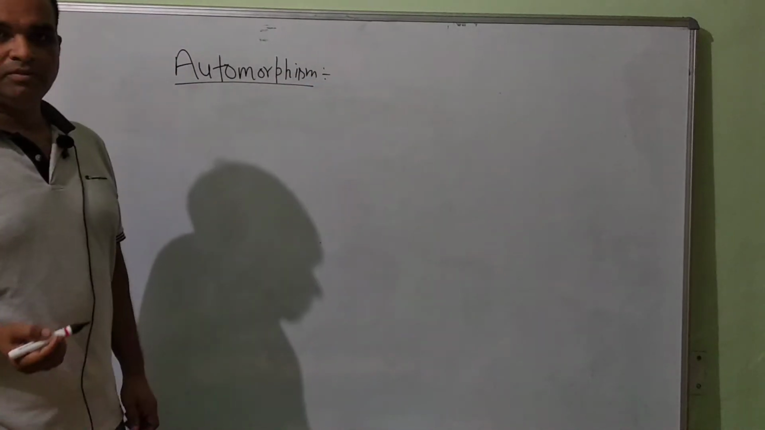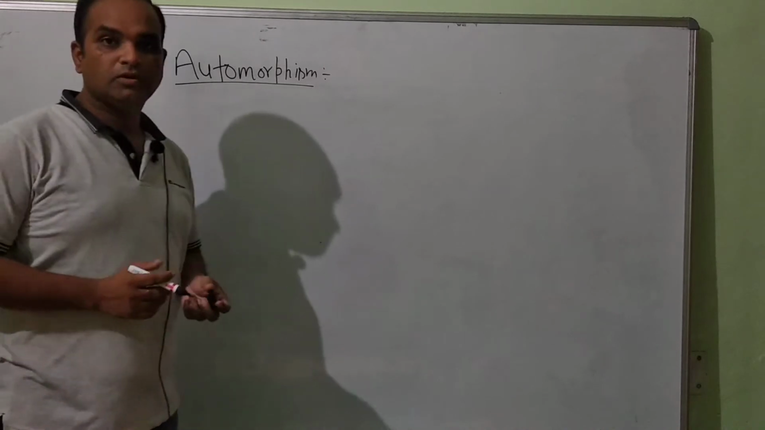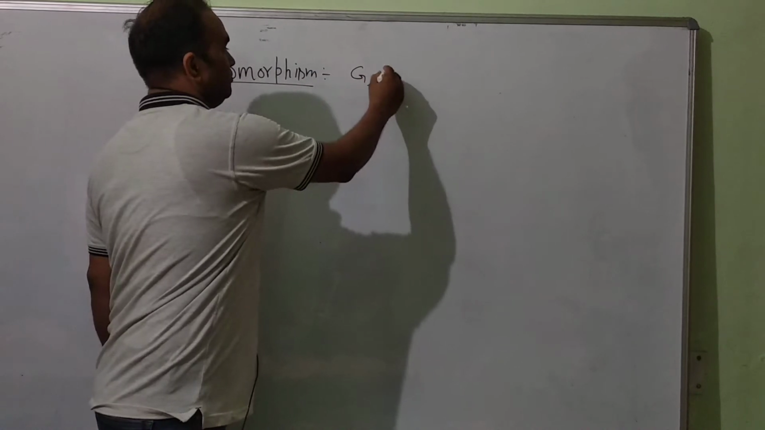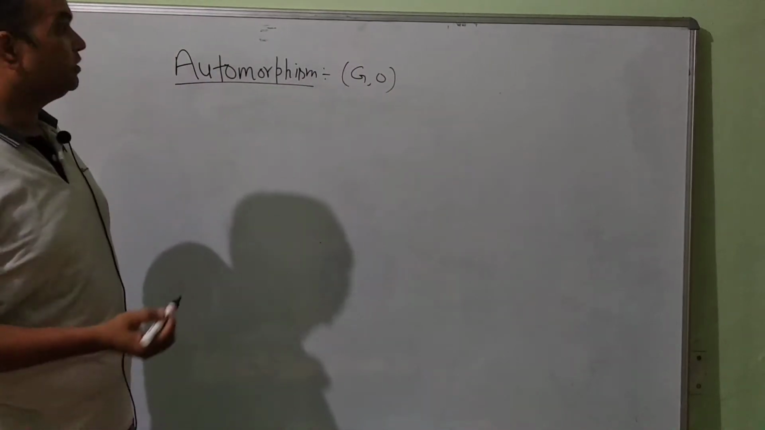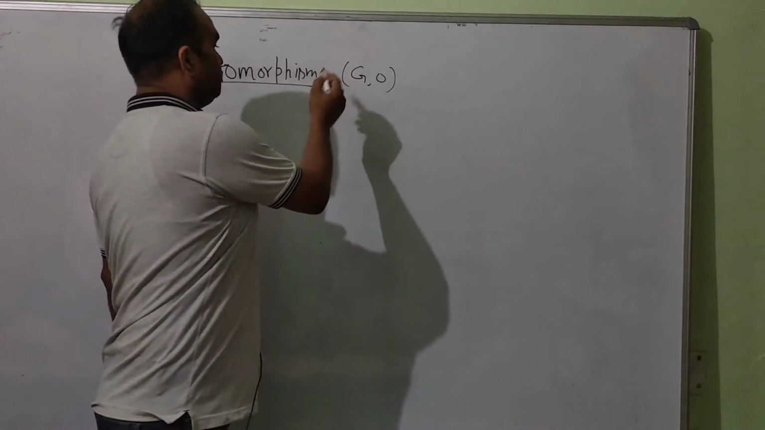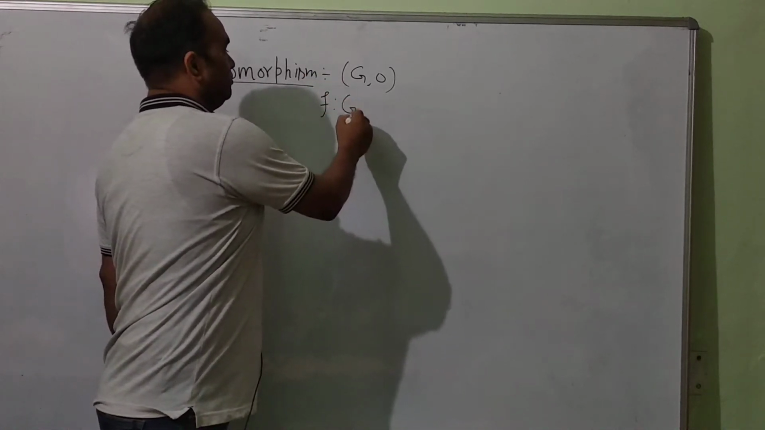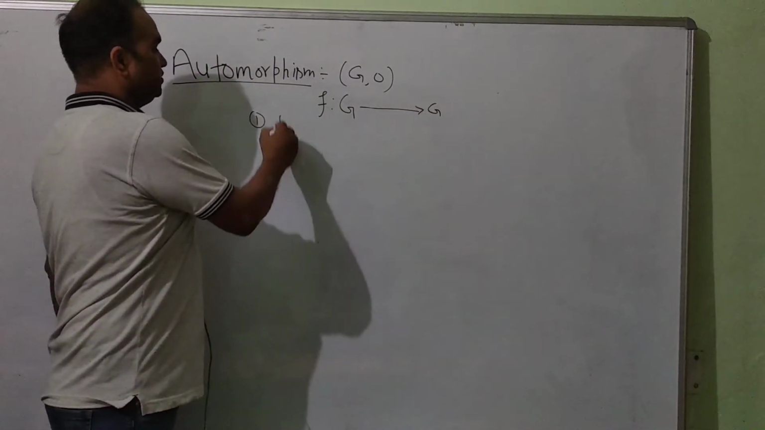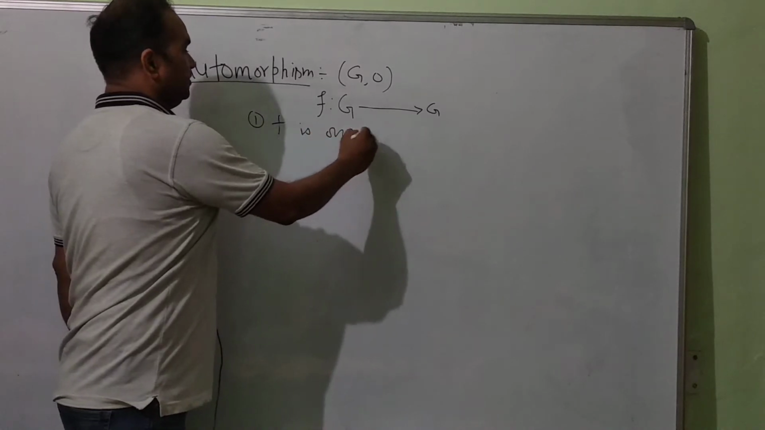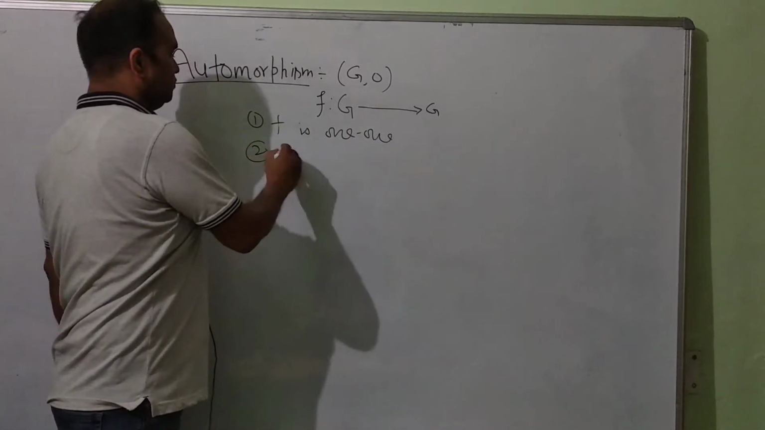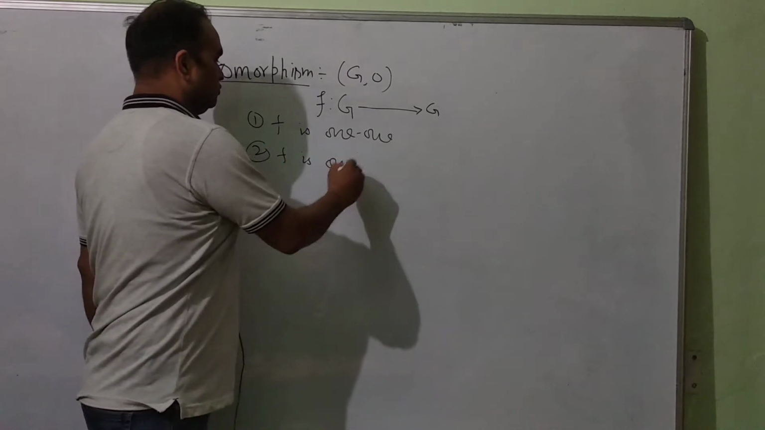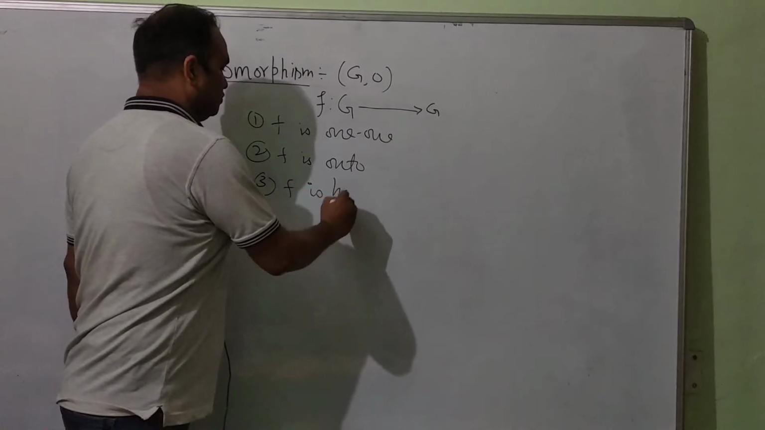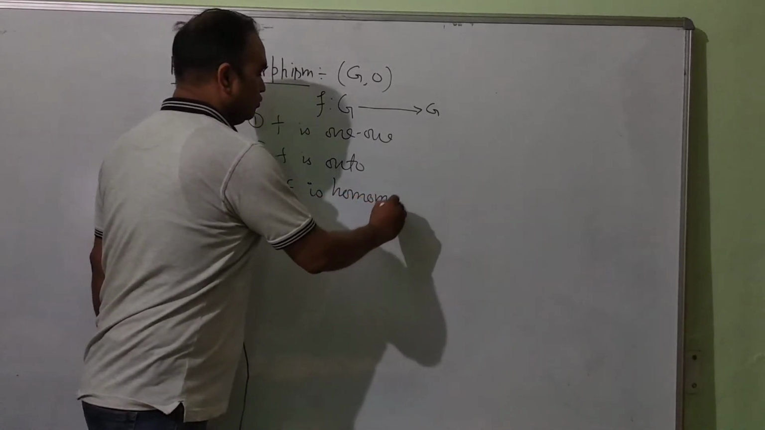So what is automorphism? Basically, an automorphism is an isomorphism from a group G to itself. If G is any group with some binary operation O, then an automorphism is a function f from G to G such that, number 1, f is 1-1, number 2, f is onto, and number 3, f is a homomorphism.